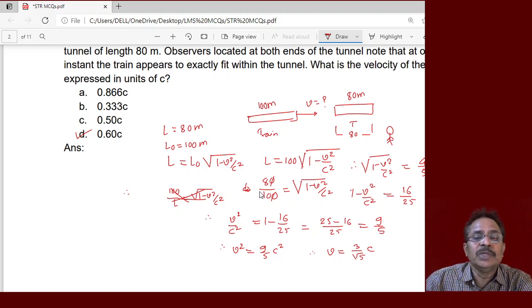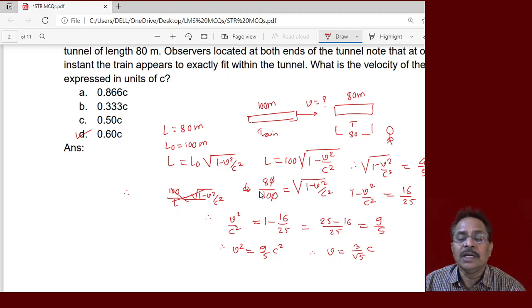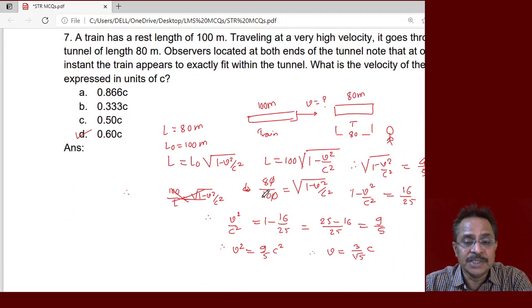So this much should be the velocity of the train that is passing through this tunnel for its length to appear shortened to 80 meters as observed by this observer. Therefore this entire calculation, if it is calculated, you will find this to be 0.60 C. So the correct answer of this question number 7, I think, is D. It is 0.60 C.